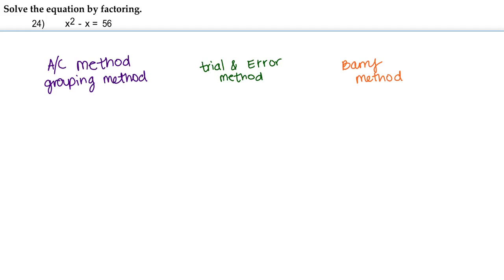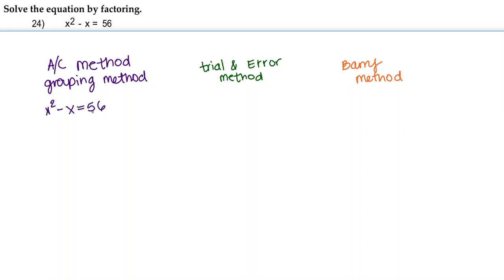Feel free to skip ahead to each individual method if you don't want to watch the whole video. First and foremost, let's go over the grouping method. In the grouping method, we have to figure out a way to get 4 terms instead of 3, which we have here. So we're starting out with x squared minus x equals 56.